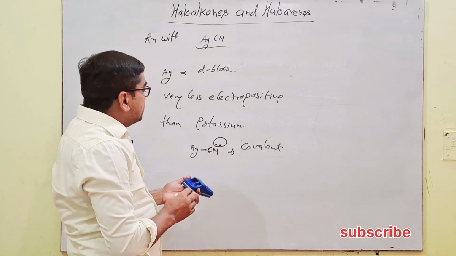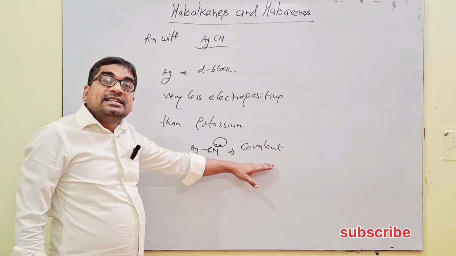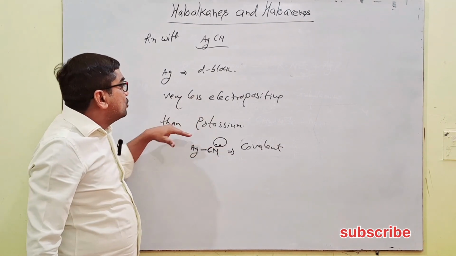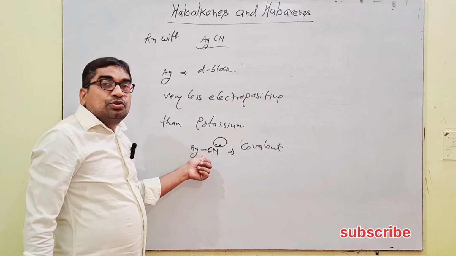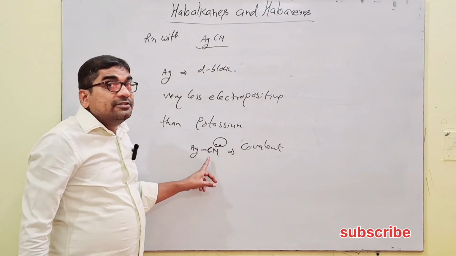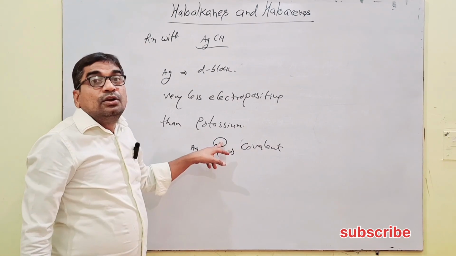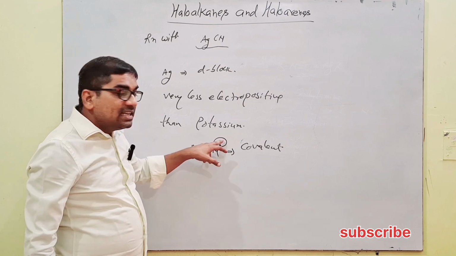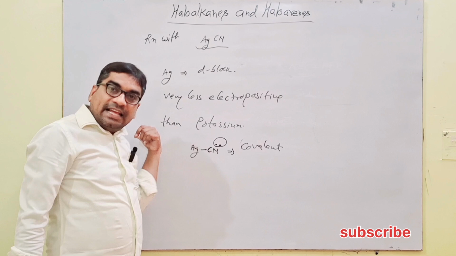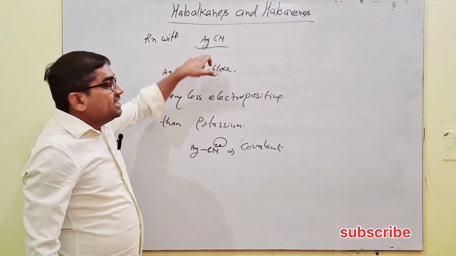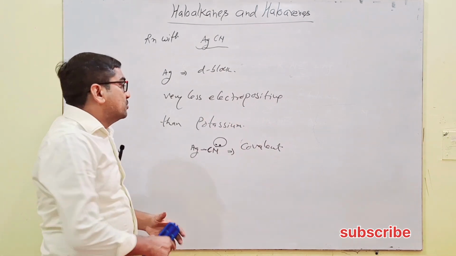I repeat the explanation. AgCN is covalent in nature. It is very less electropositive as compared to potassium. That's why due to this covalent bond, carbon is not free to get attached, and here in nitrogen, due to the availability of a lone pair of electrons and higher electron density, this nitrogen is free to get attached with the alkyl. That's why AgCN gives carbylamine, while potassium cyanide gives cyano groups.